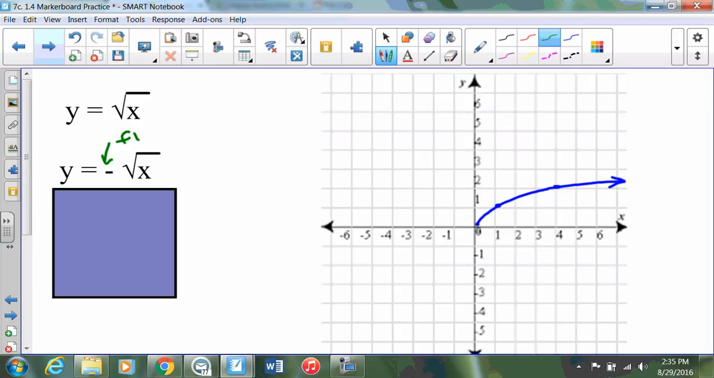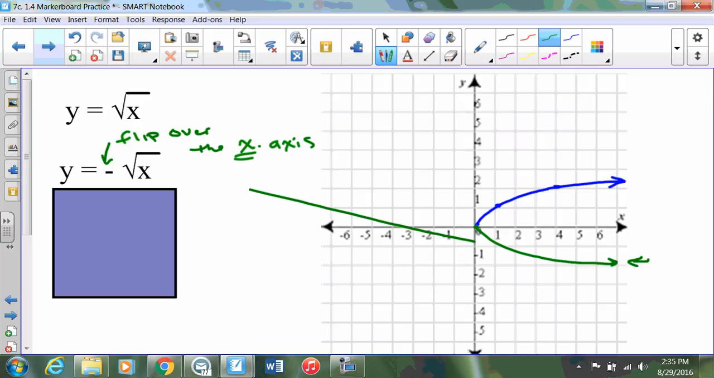Once again, that means we flip over the x-axis. Okay? What would that look like here? It would basically look like we're just going to take it and flip over the x. So it would look something like that. So that's the new function that represents this equation right here.